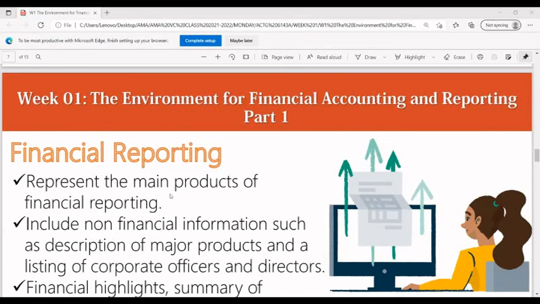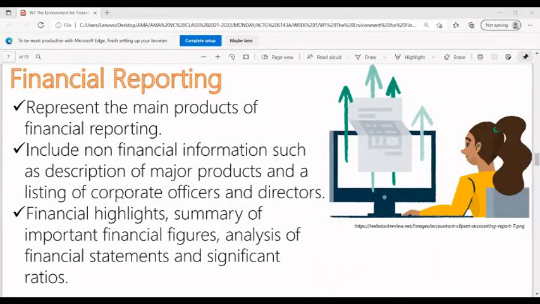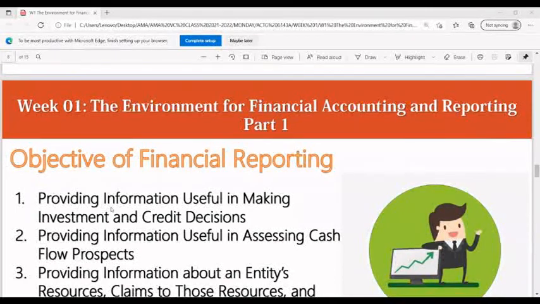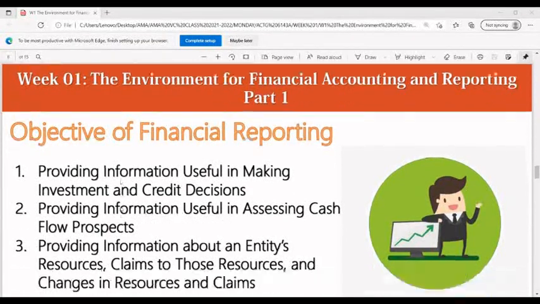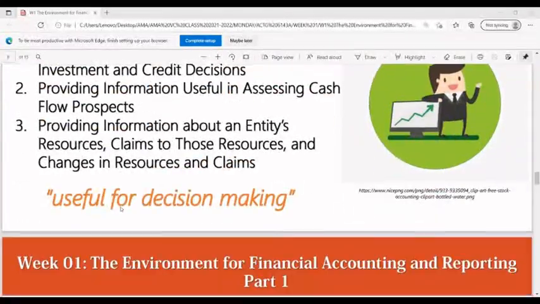So the financial reporting represents the main products of financial reporting, and includes non-financial information such as a description of major products and a listing of corporate officers and directors. Financial highlights are a summary of important financial figures, analysis of financial statements, and significant ratios. The objectives of financial reporting are providing information useful in making investment and credit decisions, providing information useful in assessing cash flow prospects, and providing information about an entity's resources, claims to those resources, and changes in resources and claims.